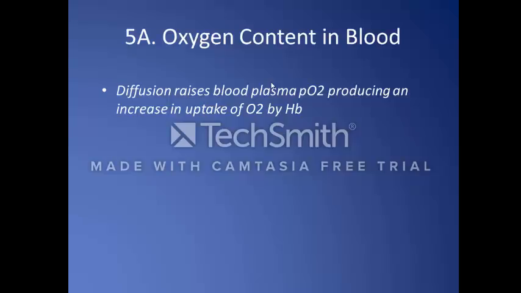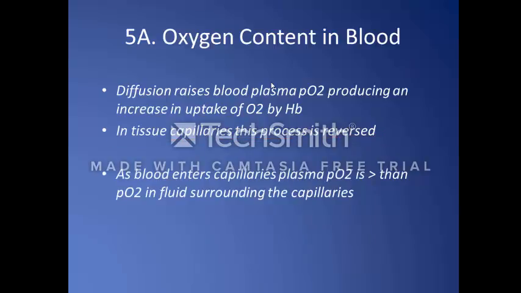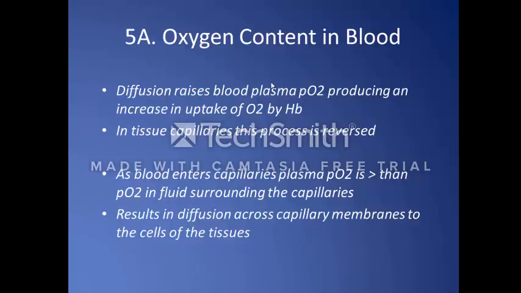Diffusion will raise blood plasma pressures of oxygen. This causes an increased uptake of oxygen by the haemoglobin. In tissue capillaries, this process is reversed. As blood enters the capillaries, the plasma pressure of oxygen is greater than the pressure of oxygen in the fluid surrounding the capillaries. This results in diffusion across the capillary membranes to the cells of the tissues.